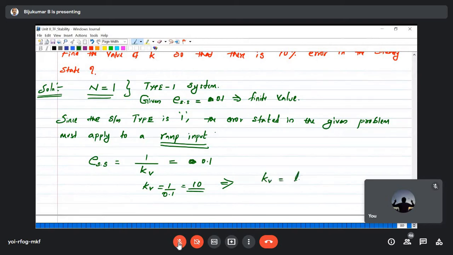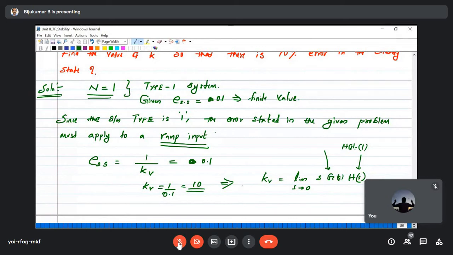Kv is equal to the limit s tends to 0 of s G(s) H(s), right? And in the given problem, what is the value of H(s)? It is 1, because it is given as a unity feedback system. So for a unity feedback system, H(s) is equal to 1, and G(s) is given.